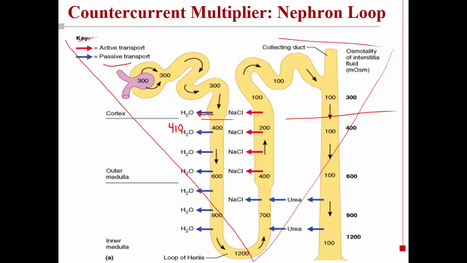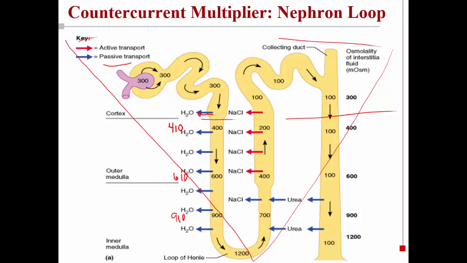As you move down here, water keeps moving out. Now it's 600. So why would water move out? Well, it must be a little higher. Let's say it's 610. That causes osmosis. So that's kind of what's happening. 900, it must be 910. So as water moves, the inside becomes more and more concentrated. There is more solute and less water, until by the time you get to the inner part, it is 1200.